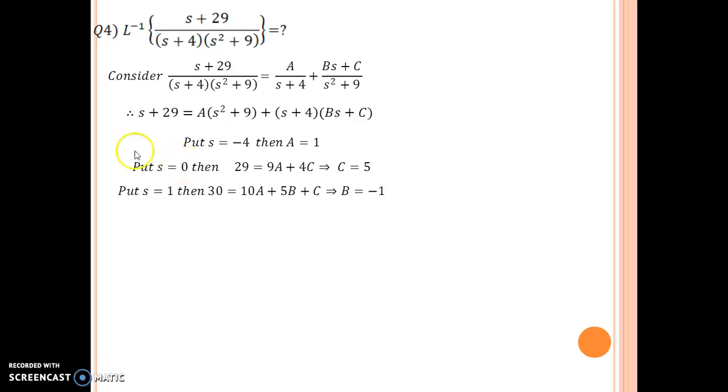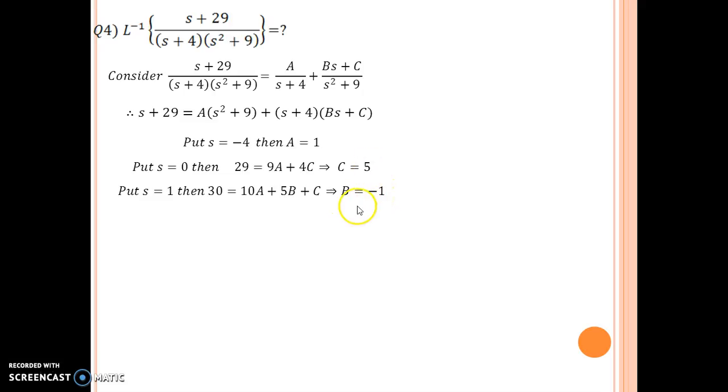Now similarly, I am putting s equals to 0. So when I put s equals to 0, what I see is that this coefficient B vanishes, and I get an equation 29 equals 9A plus 4C. I have already obtained the value of A, and then I substitute it in this equation and I obtain C equals 5. Similarly, when I put s equals to 1, I obtain this equation, and then I substitute the values of A and C. I obtain the value of B, which is minus 1.